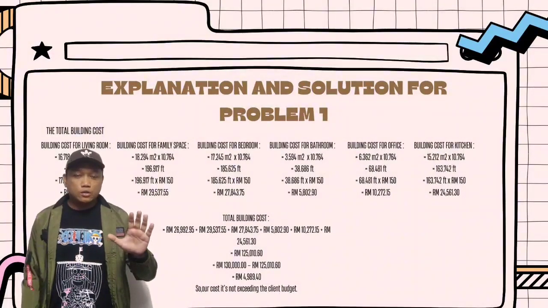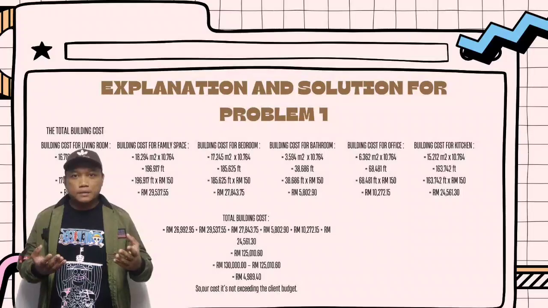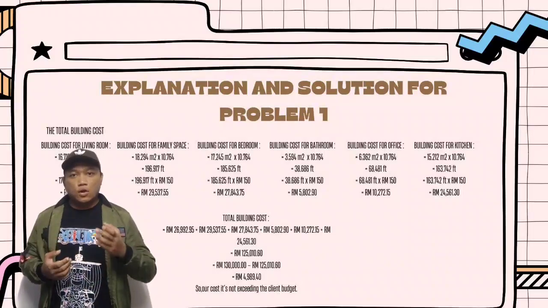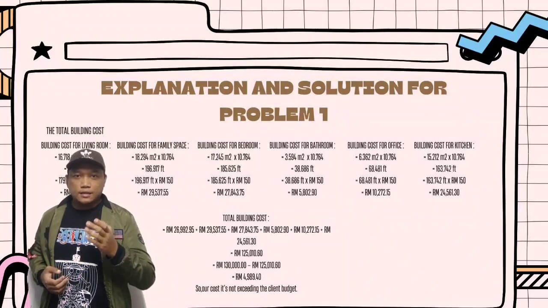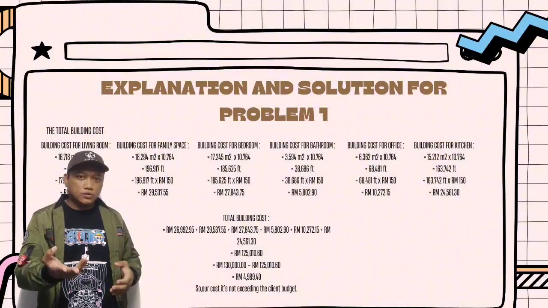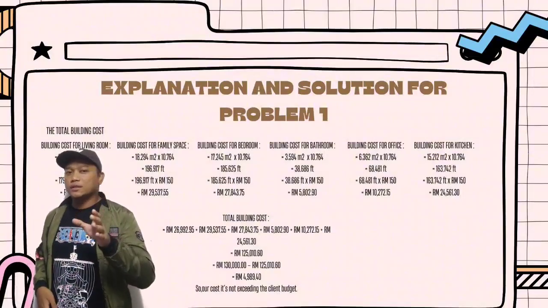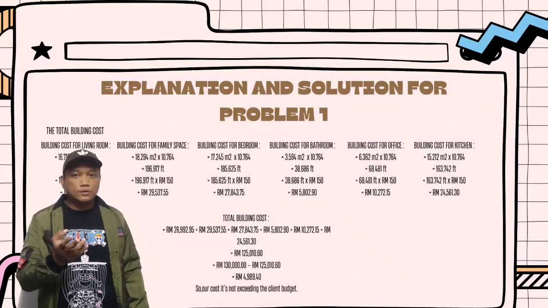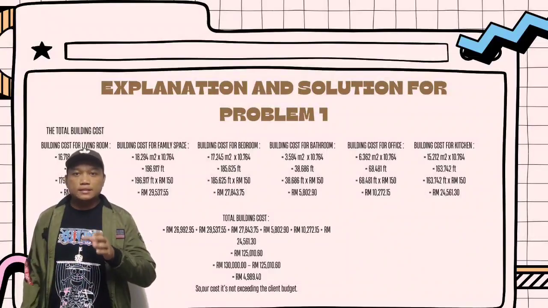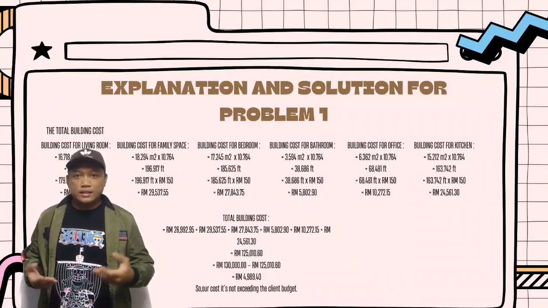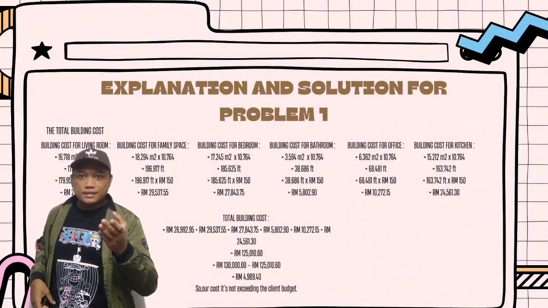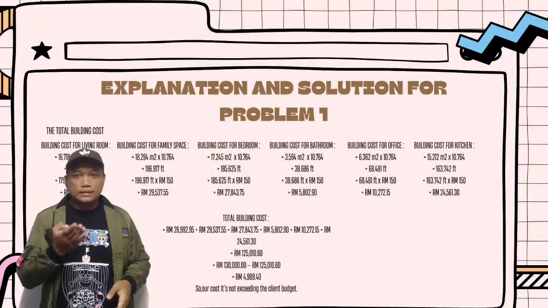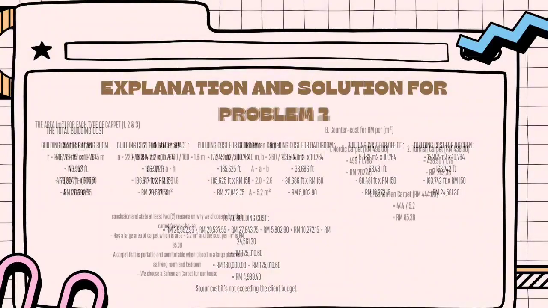After all the calculations are done, we sum up the cost. The cost for all the rooms is added together to get the total building cost. The slide shows that the total building cost is 125,010 ringgit and 60 cents, which is within the client's budget of 130,000 ringgit.